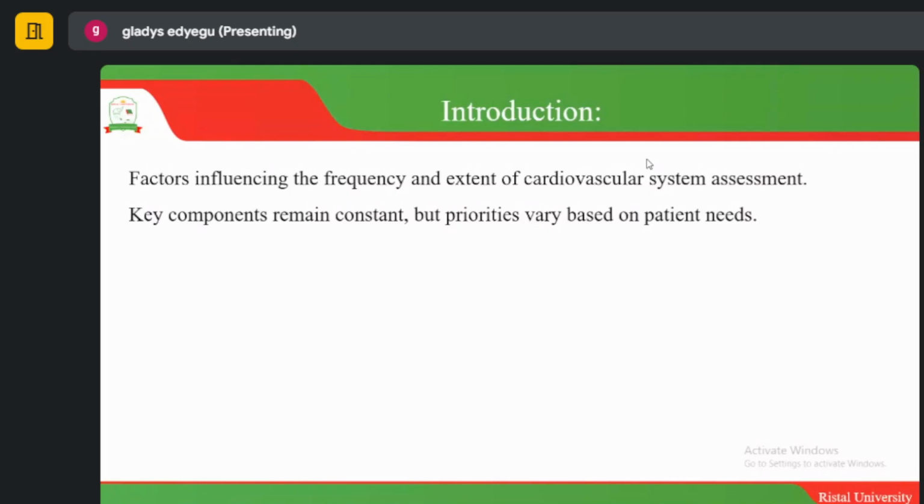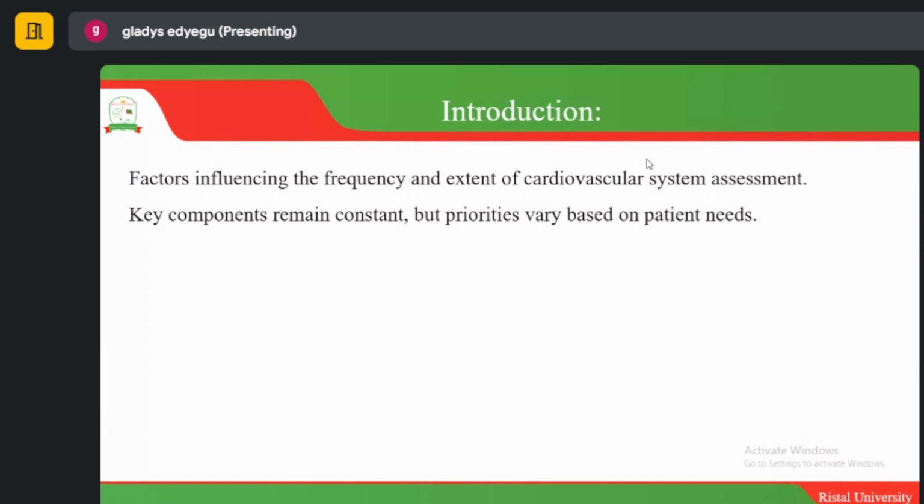Continuing with the health assessment as the course unit, today we are going to look at the cardiac assessment. In the cardiac assessment, we are looking at the circulatory system. And here I want us to start with the introduction.